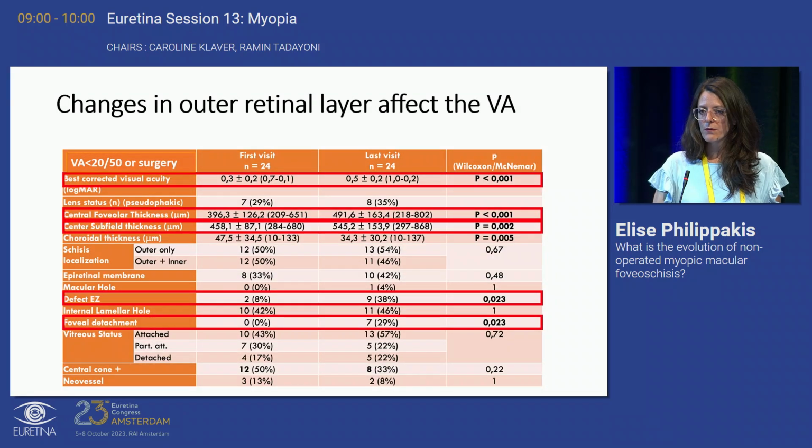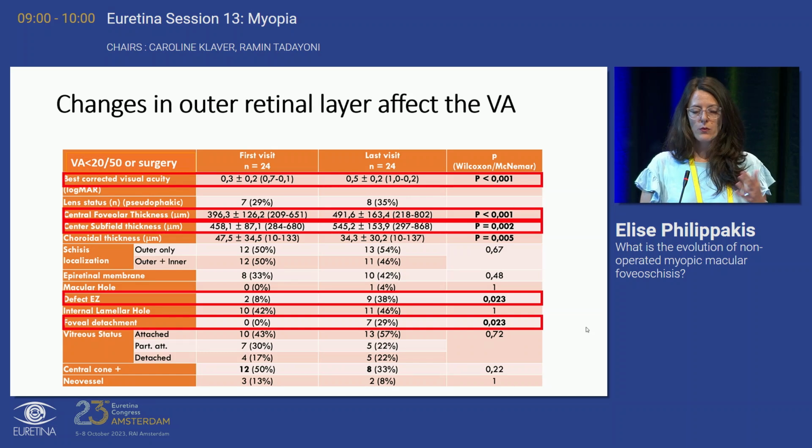So we looked at this specific group that worsened and to see what happened between the first visit and the last visit. So indeed, we had an increase in the central foveal thickness and also a decrease of the choroidal thickness, but we observed significantly a defect of the outer retinal layers that were worsening between the first visit and the last visit. So probably the changes in the outer retinal layers may affect the visual acuity more than the central foveal thickness.